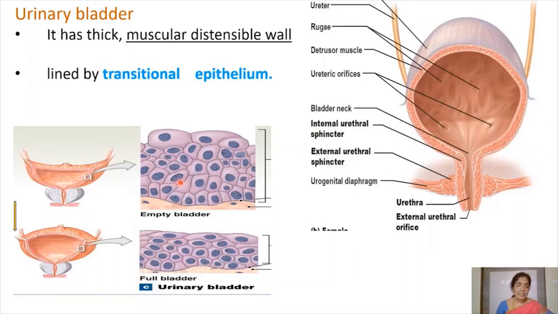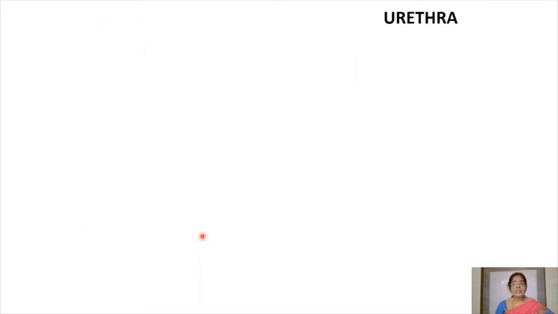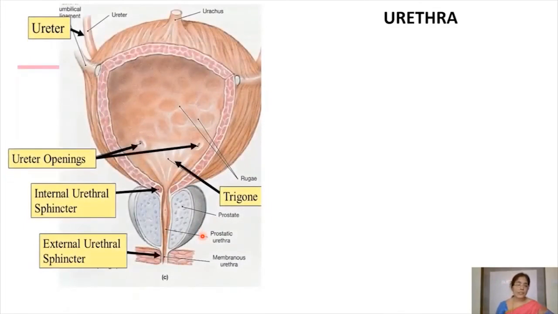That is the example for transitional epithelium. Next is urethra. Last main part of the human excretory system is urethra. This urinary bladder, it is a sac-like structure and stores urine. The neck of the urinary bladder, it opens into narrow tube-like structure, that is urethra.